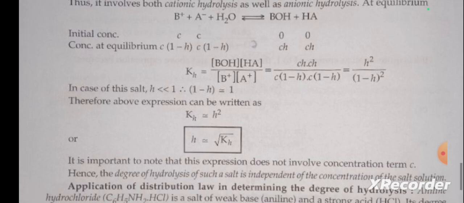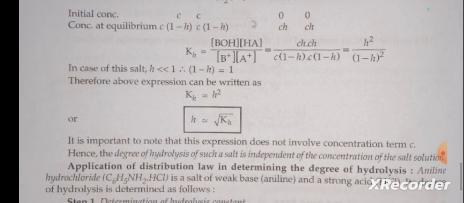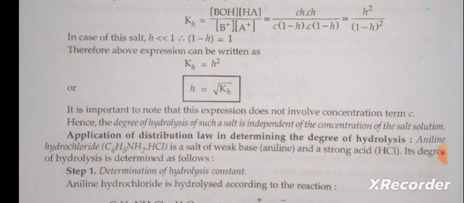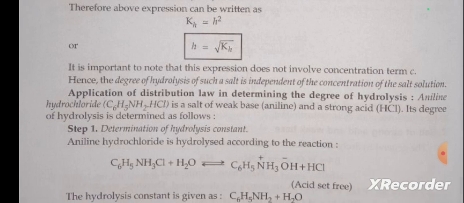At equilibrium, B+ + A- + H2O gives BOH + HA, with concentrations C(1 - h), C(1 - h), Ch, Ch. So Kh = [BOH][HA]/([B+][A-]) = Ch·Ch/(C(1 - h))² = h²/(1 - h)². As h is very much less than 1, 1 - h is equal to 1. Therefore, the above expression can be written as Kh = h², so h = √Kh. Hence, the degree of hydrolysis of such a salt is independent of the concentration of the salt solution.